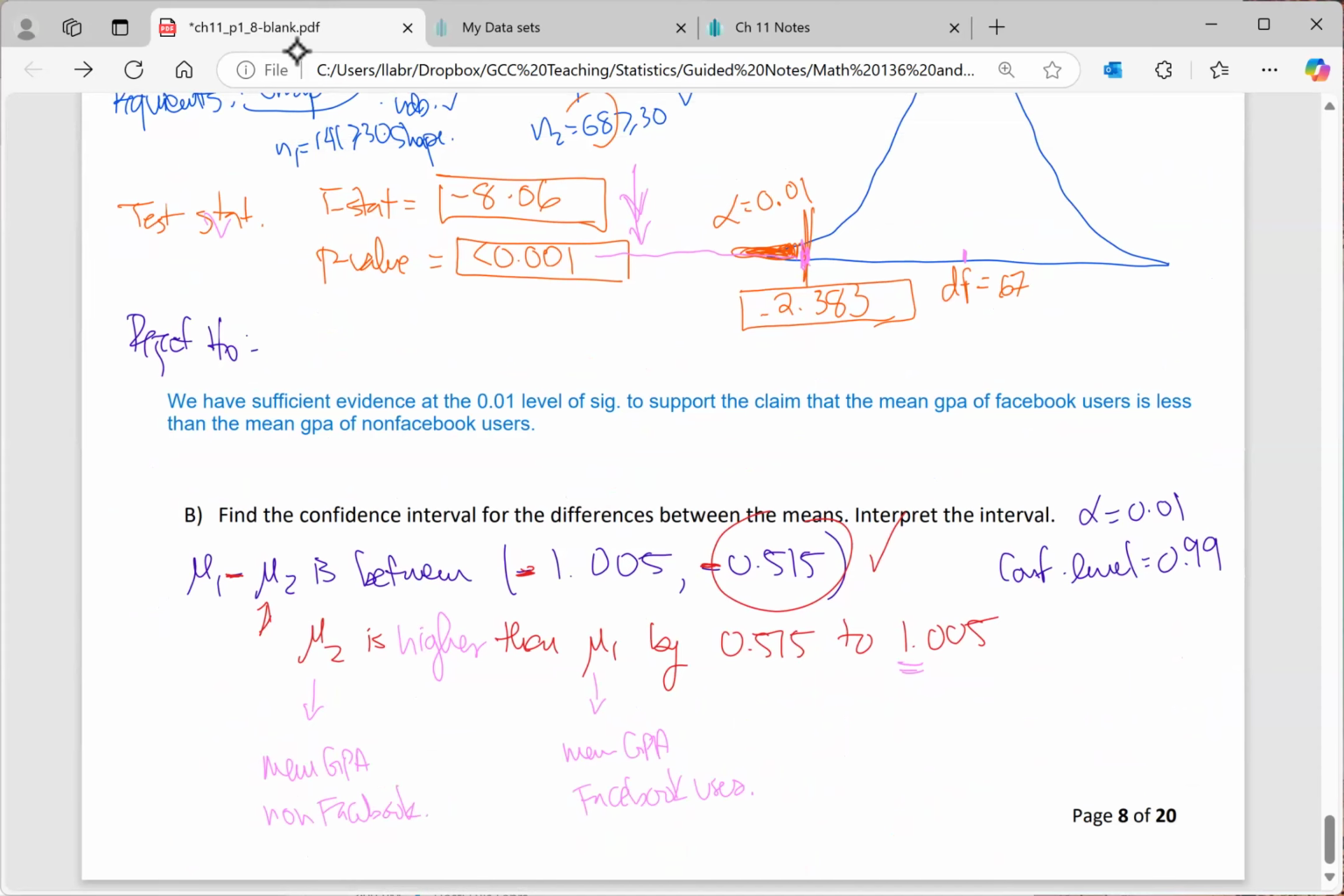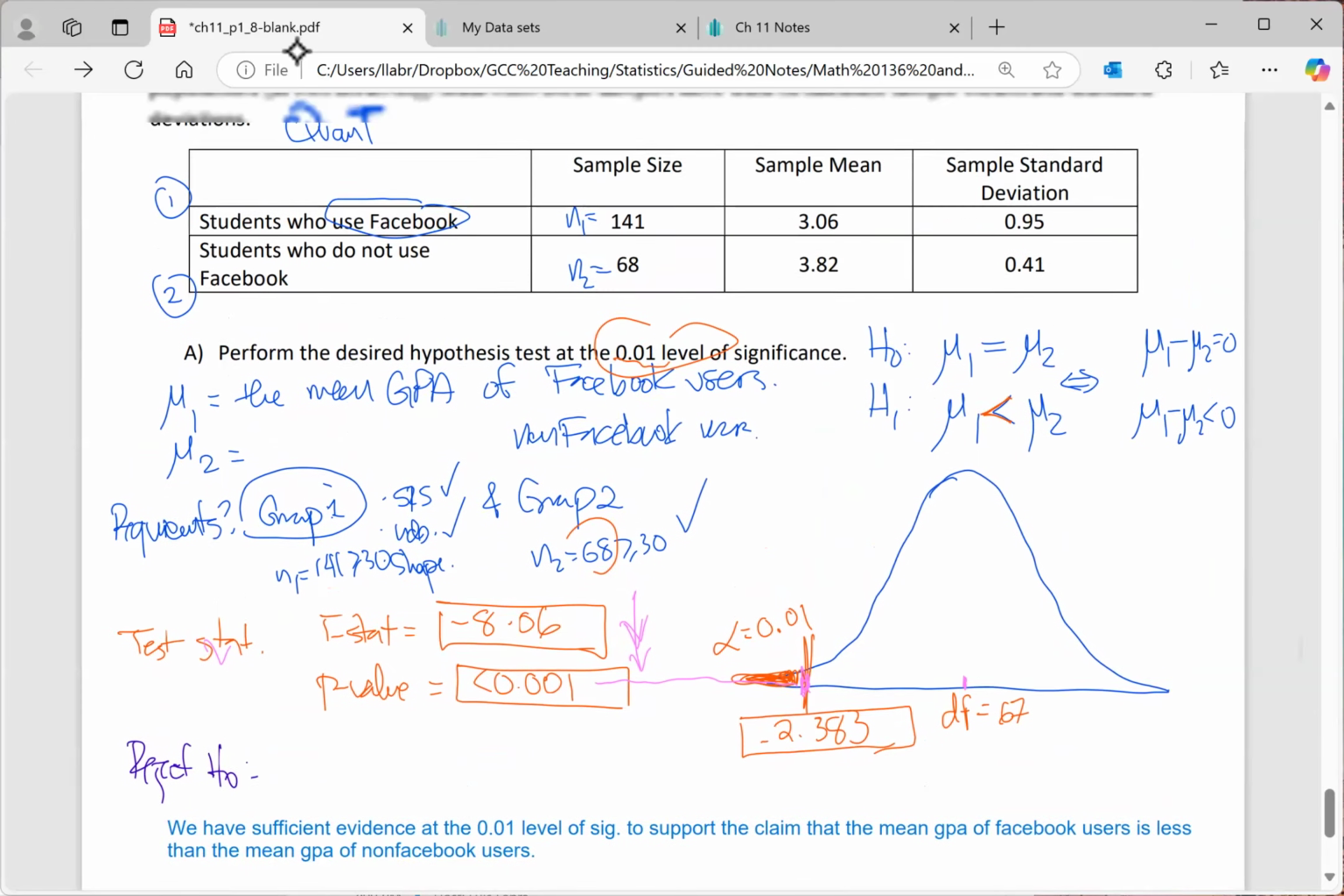So this, again, is why you want to use the confidence interval after you perform a hypothesis test. It's a lot more meaningful than the hypothesis test.